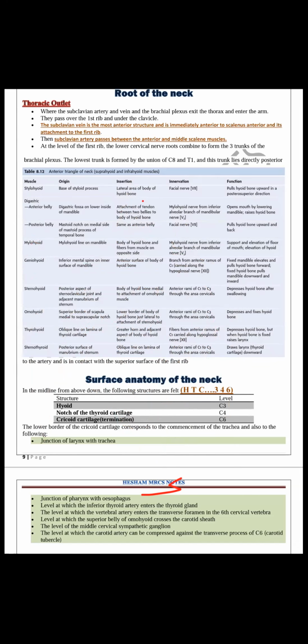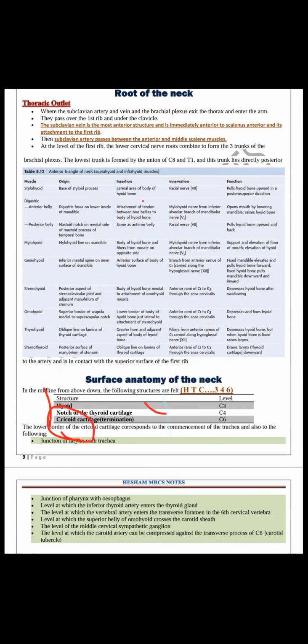Then, this is the HTC, which is the surface anatomy in the neck. I discussed it before. Hyoid, thyroid, cricoid. The upper border of the thyroid cartilage is opposite C4. The lower border of the thyroid cartilage is opposite C5, while the cricoid is opposite C6.